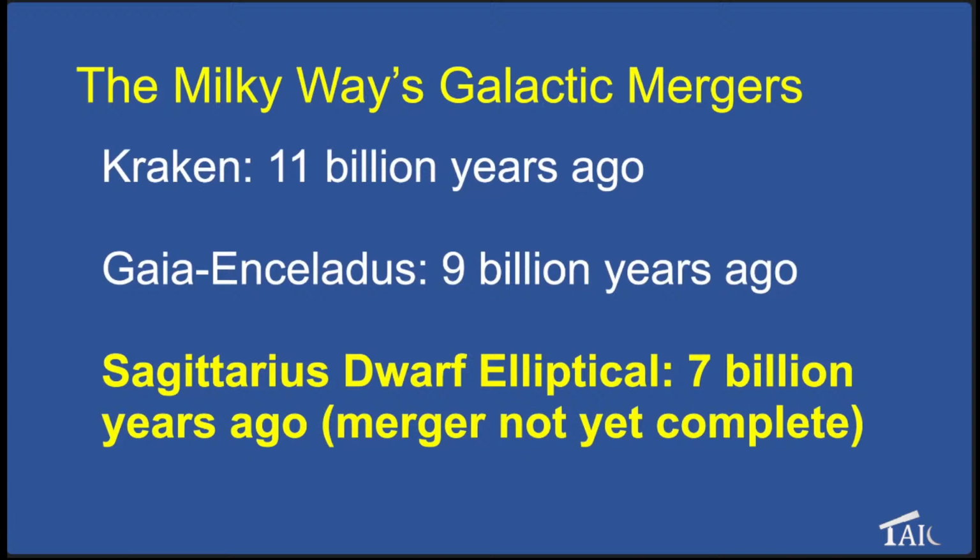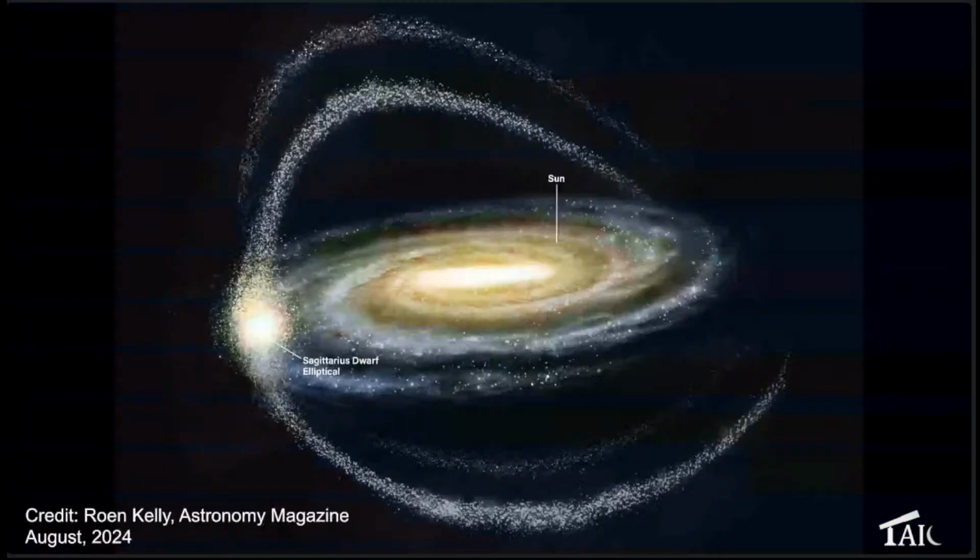Much of the Milky Way's current morphology as a barred spiral galaxy is directly attributed to our collision with the Sagittarius dwarf elliptical galaxy, which started 7 billion years ago. And as I said, this merger is not yet complete. So this is the artwork done by Roan Kelly for my article about this in the August 2024 issue of Astronomy, and she kindly let me use it for tonight's presentation.